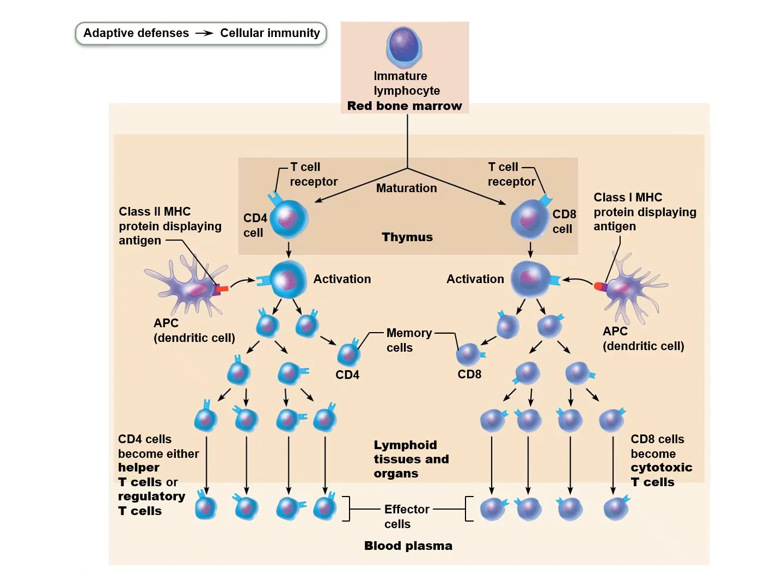So we have an immature lymphocyte in the red bone marrow. We go out to the thymus. We either become a CD4 cell or a CD8 cell. When they become activated, then ultimately it becomes a helper T or a regulatory T. If it's a CD8 cell, then it's going to go through a different activation process and become a cytotoxic T cell.